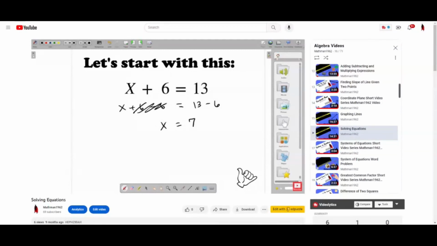And I can always check my answer by putting the 7 back in for x. 7 plus 6. 7 plus 6 is 13. I get a true statement, so that is correct.